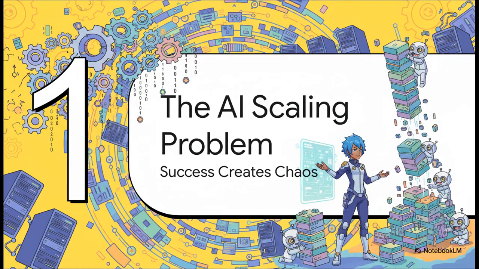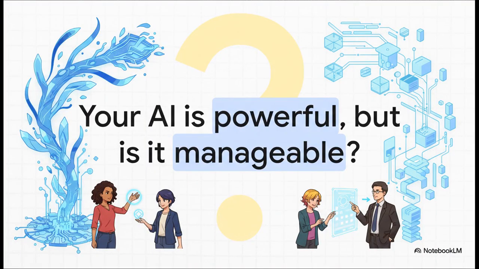First up, let's talk about the AI scaling problem. You know, it's one of those good problems to have, but it's still a major headache. It's that moment where your success actually starts creating a whole lot of chaos. And this really gets to the heart of it, right? The question you have to ask is, your AI is powerful, for sure, but is it actually manageable? As it starts to grow, do you have any real way to keep it under control?